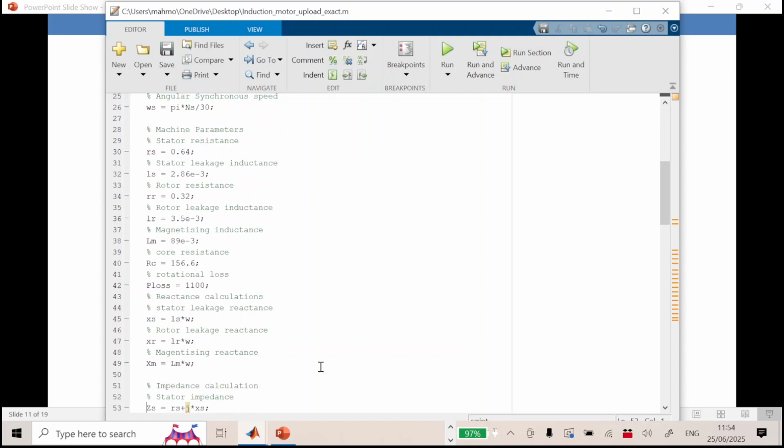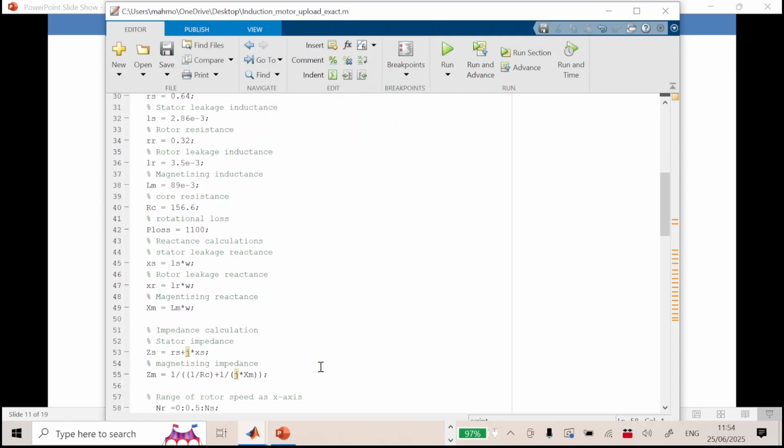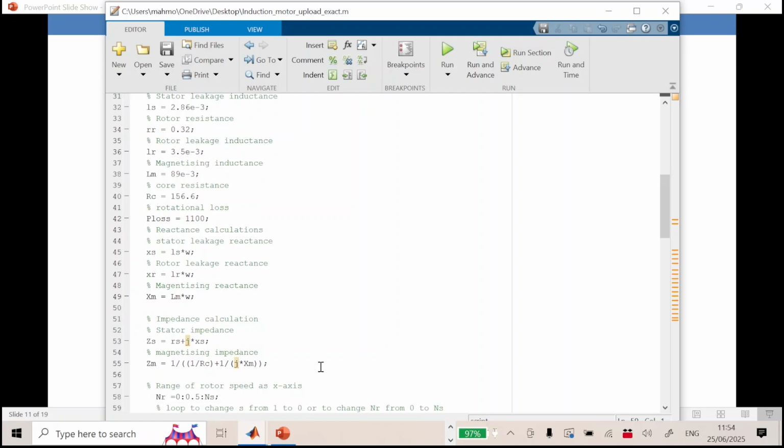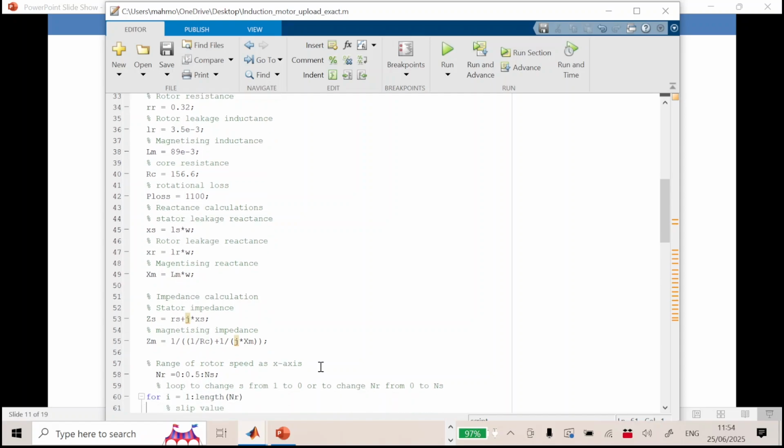The third step is the impedance calculation. So Z stator equals R stator plus jX stator, since MATLAB understands the rectangular form. And then we calculate the magnetizing impedance, the parallel equivalent between R core and XM. That one is ZM. Then we start calculating the rotor impedance as a function of the slip.